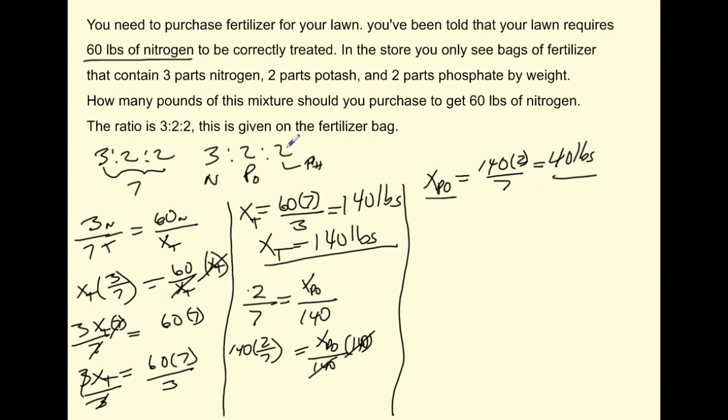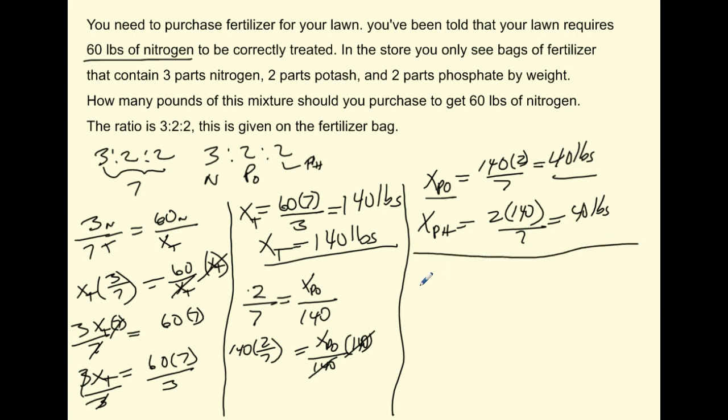And we look for the phosphate. Well, the phosphate is 2 also. So we know that the phosphate is equal to 2 times 140 divided by 7 is equal to 40 pounds. Because the ratio for phosphate is 2 also, and this is the ratio we set up for phosphate, which was 2. So we just do the same thing, and it comes out to the same equation.